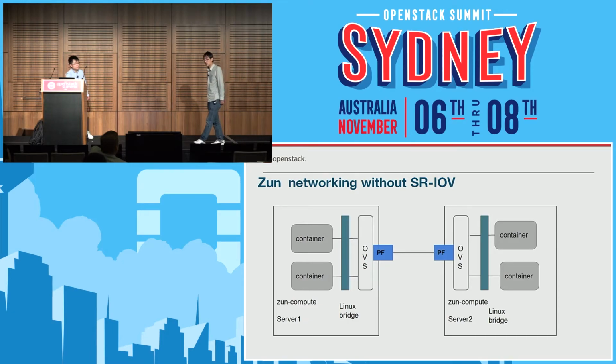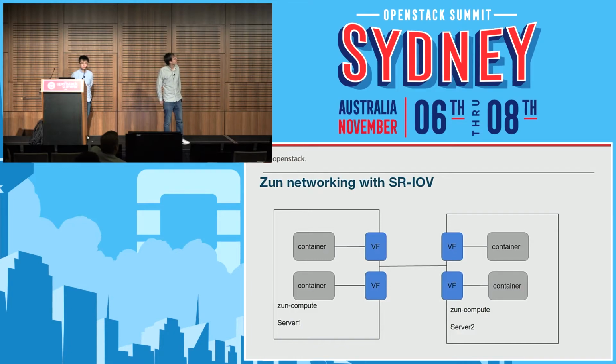The other one, when using SR-IOV, here is the topology. In two compute nodes, we have one container running in each node, and the container is created using Zun and an SR-IOV port. It should be similar to the VM.